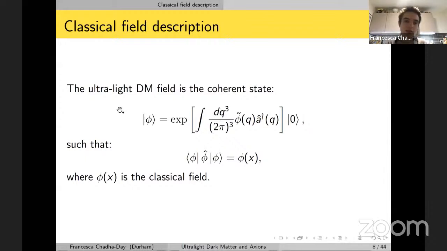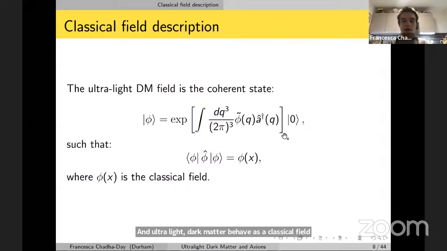And ultralight dark matter behaves as a classical field. What this really means is that it's a quantum field in a coherent state that can be described like this. So we have some operator that's giving us the field expectation value. And then when you take the expectation value of that, you get something that is behaving like this classical field. Another way of saying that is simply that each state has a very large occupancy. So there's a large number of axions in each state that the quantum field can be in.